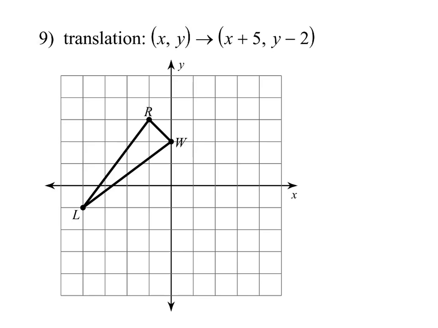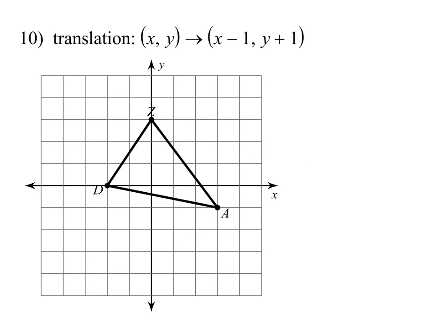On 9, it gives you the function. It's a translation that says go right 5 and then down 2. So I'm going to go right 5, 1, 2, 3, 4, 5. I'm going to move R first, and then down 2. There's my new R prime. W is down 1, right 1 from there, so there's W prime. And then L is going to be 1, 2, 3, 4, 5, and then down 1, 2. There's my L prime. Connect that up, and I got my figure translated over.